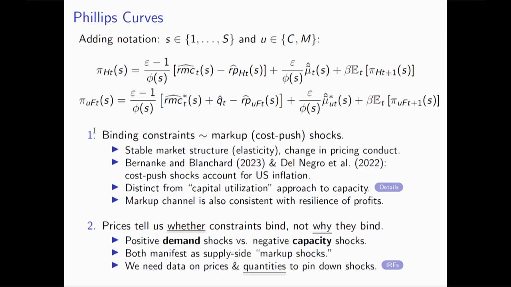Now, what this provides us is an identification strategy for these multipliers. This tells us whether the constraints are binding or not, but it doesn't tell us why the constraints are binding. To understand why the constraints are binding, you have to look at quantities. If when the constraints are binding, you see that quantities go up, the answer is that they are binding because demand is going to the roof. If when the constraints are binding, the quantities go down, then the reason why they are binding is that there is a negative shock to capacity. That's basically how our exercise is going to work.